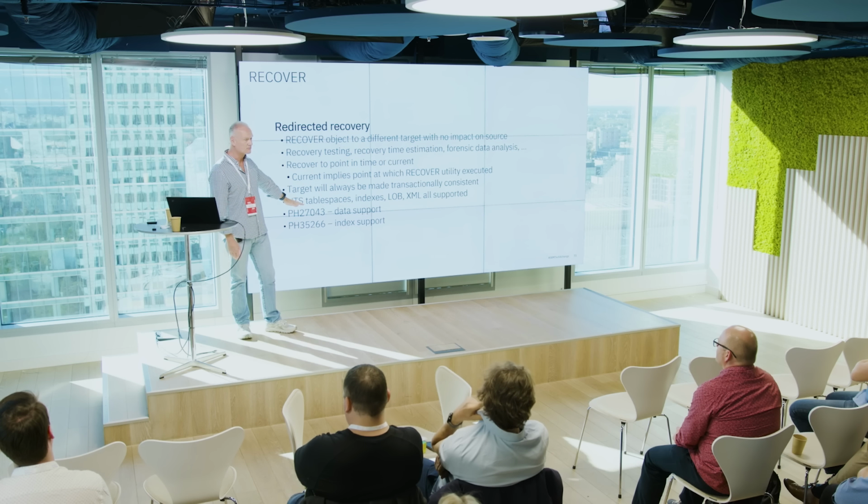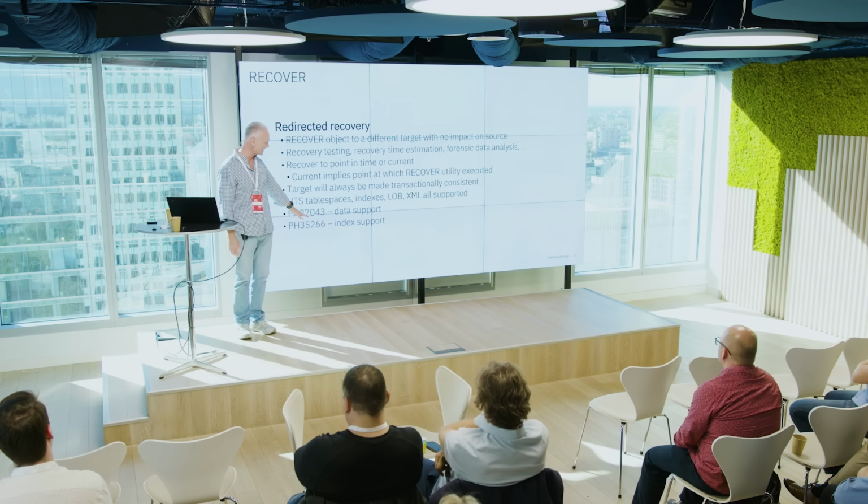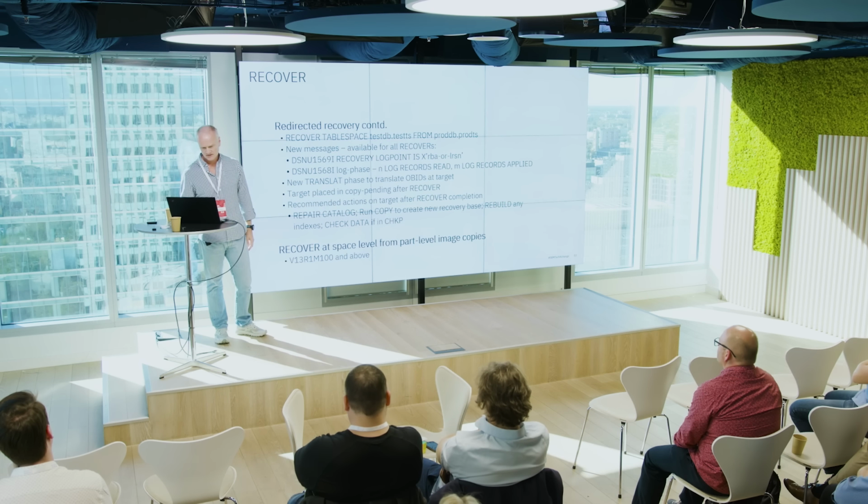This is an example, I mentioned this yesterday, this is a good example of how we are not interested in delivering new features for deprecated object types. So this is UTS, indexes, and lobs. XML is UTS anyway. And it supports data and indexes.